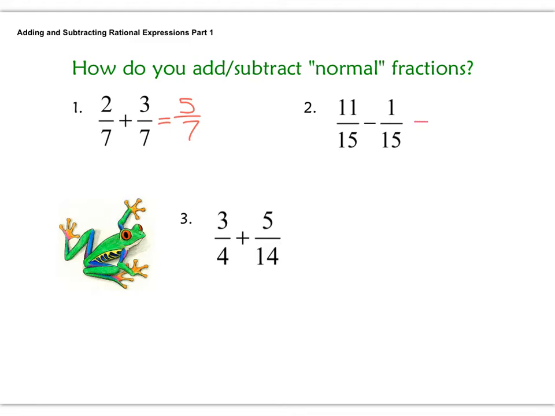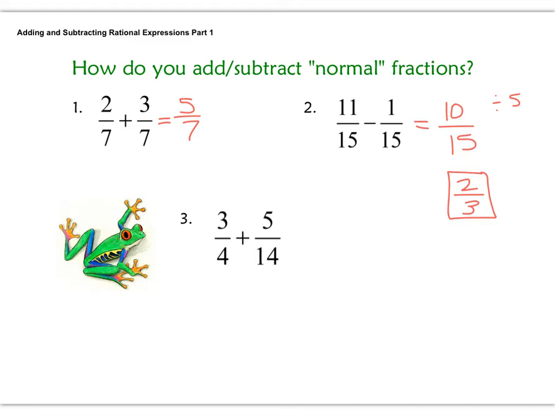Okay, number 2 here, 11/15 minus 1/15. They're both 15ths, so it stays a 15. And 11 minus 1 is 10. But then both of these can be divided by 5. So that becomes 2/3. So you want common denominators first, and then you can add or subtract the numerators. Denominator stays the same, and then you want to simplify after that. So kind of keeping those thoughts in mind as we go through here.